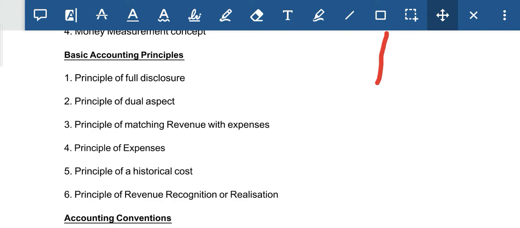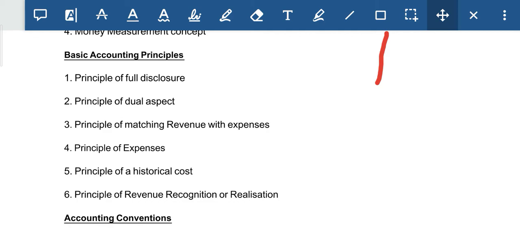Next one is principle of matching revenue with expenses. As per this principle, profit for a period is ascertained by matching the revenue and expenses of that period. So all the expenses of that period should be included, whether they are paid or outstanding. This means if I spent, for example, I'll take previous example, if I spent 5 lakh for purchasing a machinery and I paid only 3 lakh rupees and 2 lakh is outstanding, but in the books of account I will show 5 lakh because they pertain to the current year.